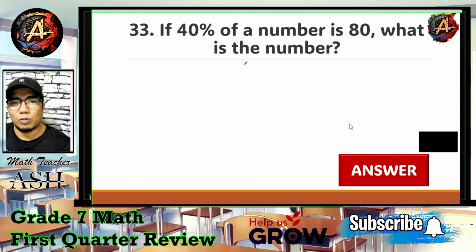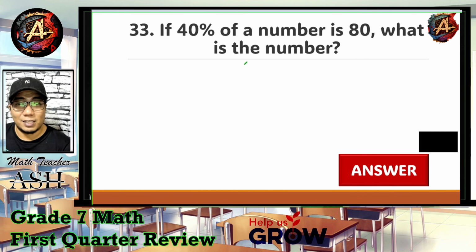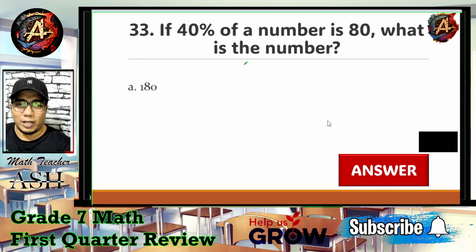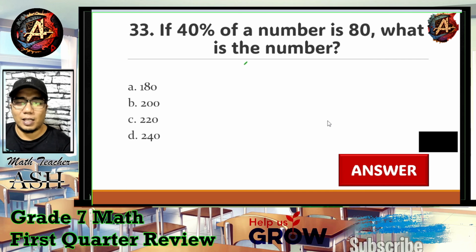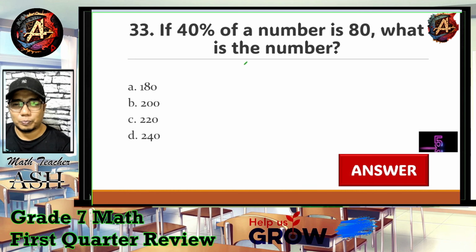Now, let's go to question 33. If 40% of a number is 80, what is the number? Is it A, 180, B, 200, C, 220, or D, 240? I'll give you 5 seconds to think about your answer.